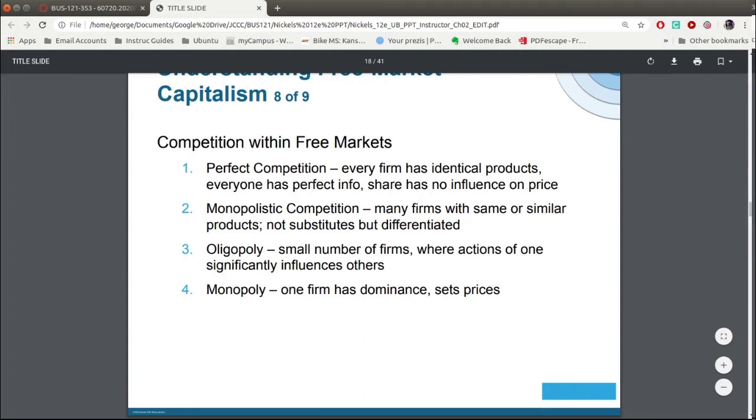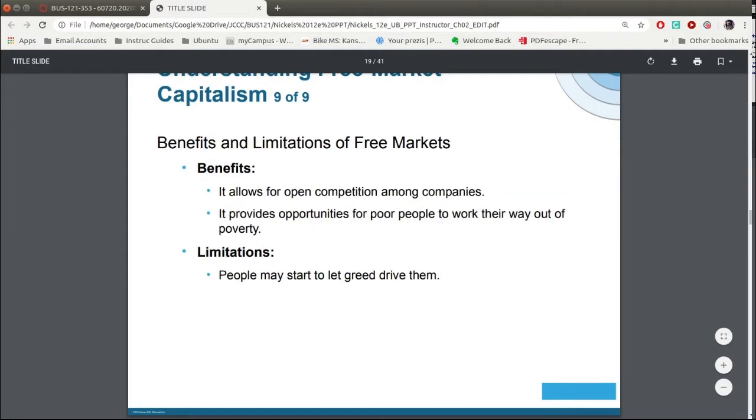Monopolistic competition is where you have a lot of firms out there and they have maybe similar products, but what they're doing is they're differentiating those products. They're not substitutes, they're differentiated. An oligopoly is where you have just a small number of firms and where maybe one of the big guys can really make an impact as far as the market is concerned. With a monopoly, you have one firm that's dominating everything. They can set the prices that they want, whatever they want, and that really becomes a problem.